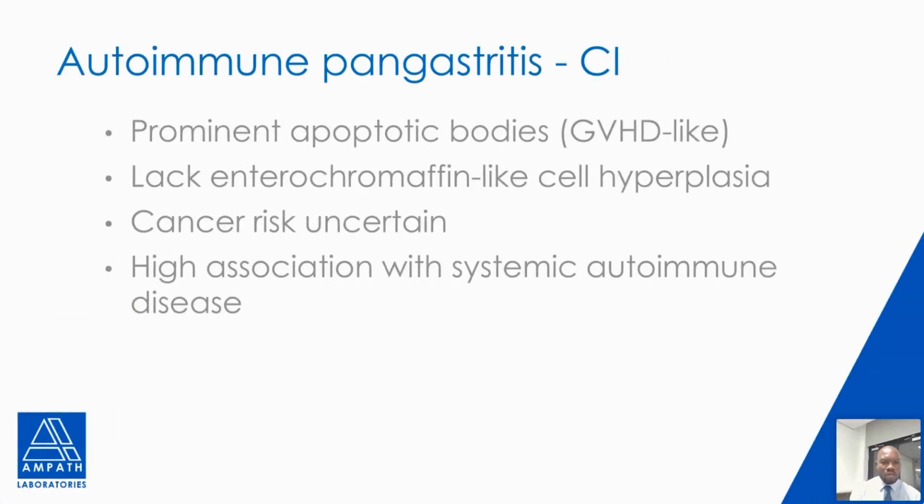With autoimmune pangastritis, especially for us as pathologists, we may see a lot of apoptotic bodies within the surface mucosa. So that pattern mimics graft versus host disease. When you have the appropriate clinical history, you can interpret that appropriately, because in this instance the patient shouldn't have a history of transplant, for example. Your neuroendocrine markers will show that there is no neuroendocrine cell hyperplasia.